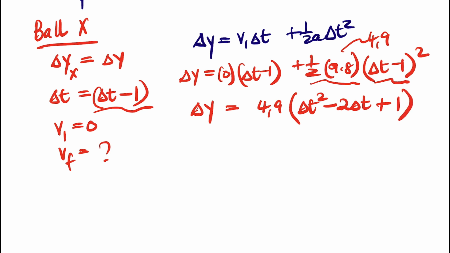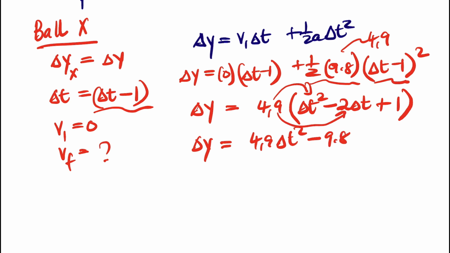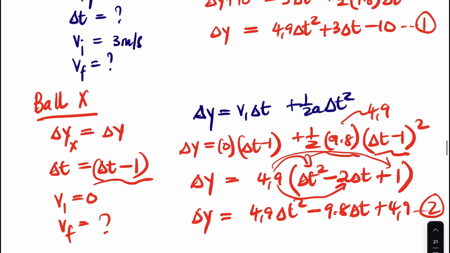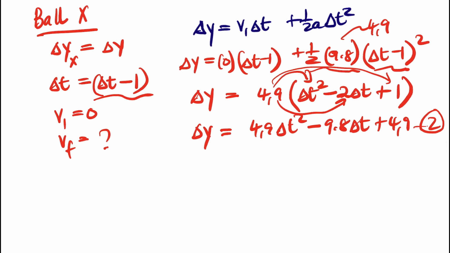Guys, I'm sure you know maths better than me. So, and then we distribute that. It is going to be 4.9 change in t squared minus 9.8 change in t when we multiply this by this, and then 4.9 times 1 is going to be positive 4.9. So that will be equation 2. So if you're looking at our equations, what is common between them is change in y, and change in y. So we're going to equate the two. We'll say change in y is equal to change in y. The other is for x and the other is for y.